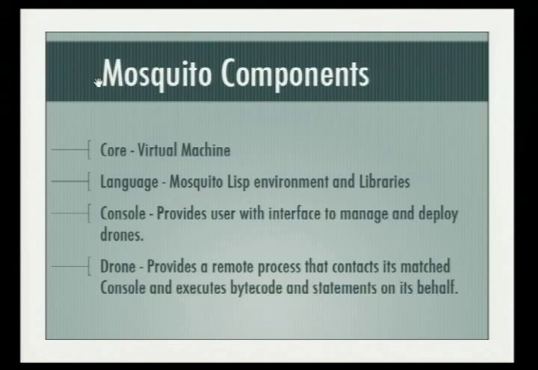There are several major components to Mosquito. We've got the core virtual machine, MOSFEM, the small core, which is 128K. We've got the language, Mosquito Lisp environment and libraries. We've got the console, which provides the user with an interface to manage and deploy drones. And we have a drone, which provides a remote process that contacts its master console and executes bytecode and statements on its behalf.